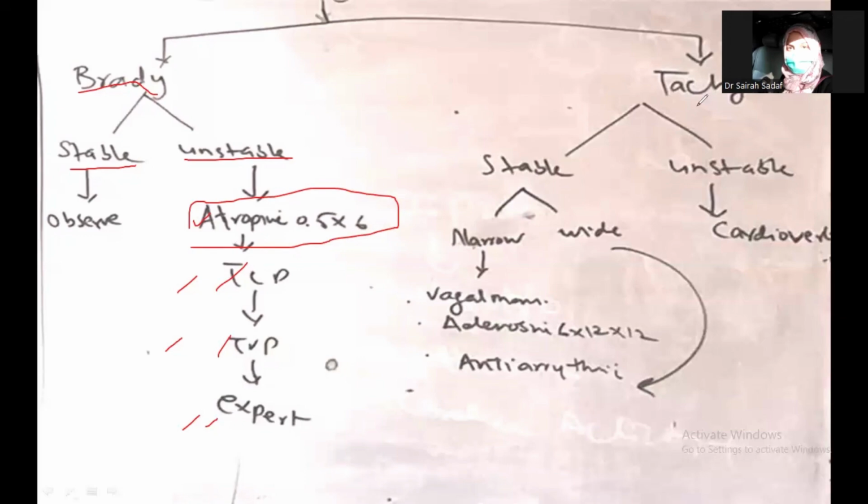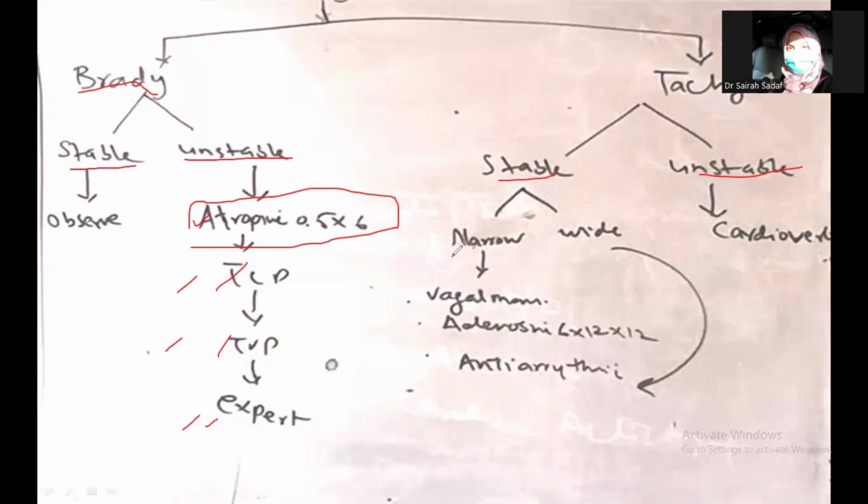Now, if there is tachycardia, it is stable or it is unstable. Unstable tachycardia, you can cardiovert. Even if SVT is unstable, AFib is unstable, VT unstable, you can cardiovert. Unstable means the patient is either dizzy, developing hypotension, or losing consciousness, so you can cardiovert the patient.